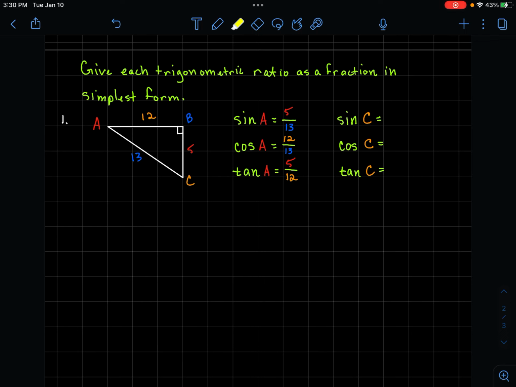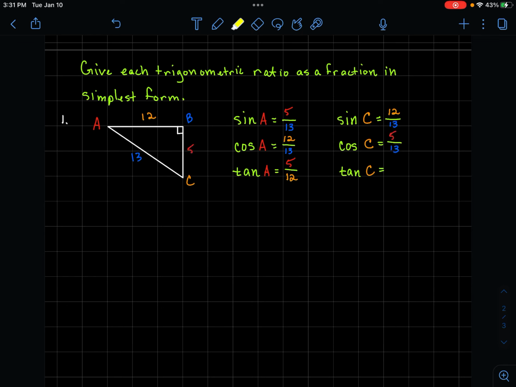Moving on to angle C. Now that we have angle C down here in the bottom, we know that the opposite side will be 12 and our hypotenuse will be 13. So the sine of angle C is 12 over 13. The cosine of angle C, we have the adjacent side of 5 and the hypotenuse of 13. So the cosine of angle C is 5 over 13.